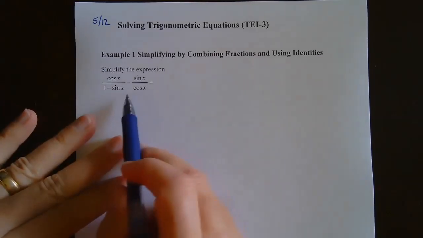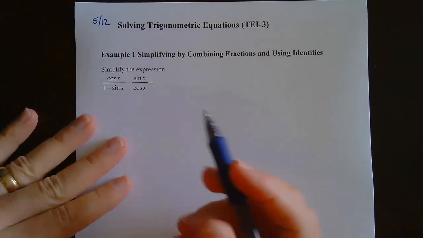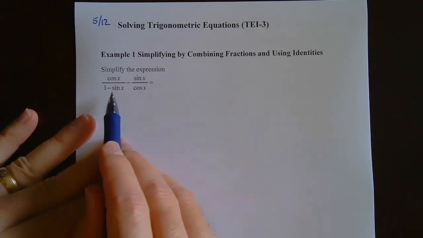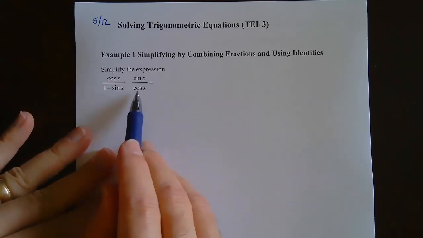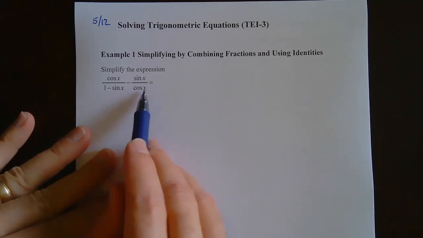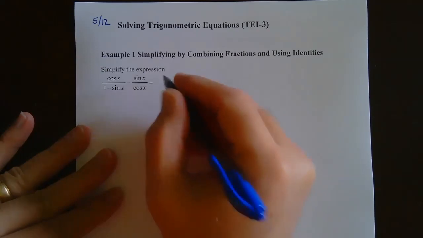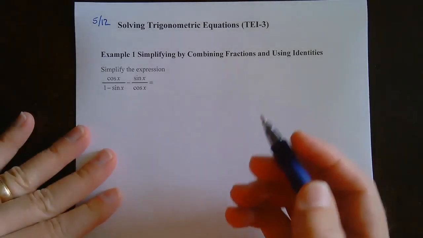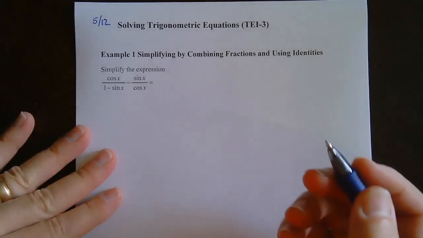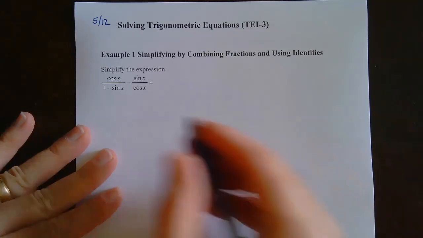How do we combine these, right? These are two fractions, so we need a common denominator, okay? What does this one need? This one would need a cosine x, and this one would need a 1 minus sine x, okay? So that's what I'm going to do. I'm going to multiply by a version of 1 that would get me a common denominator, and then I'll be able to subtract these and make it one fraction, okay?